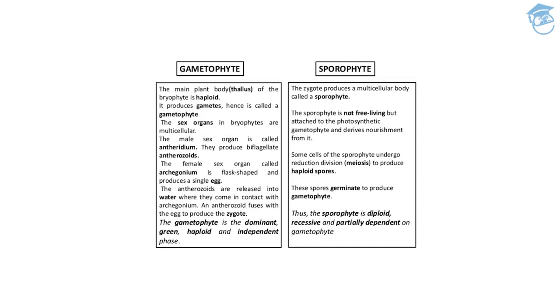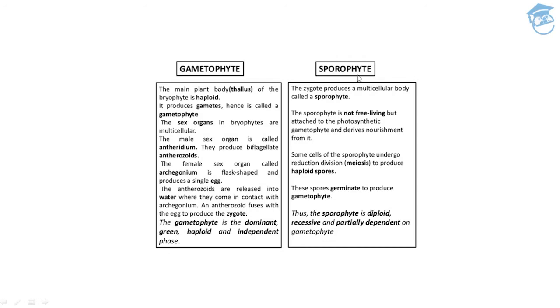The female sex organ is called archegonium, which is flask shaped and produces a single egg. The antherozoids are released into water where they come in contact with the archegonium. That means a sperm gets in contact with the egg in water, and the antherozoid fuses with the egg to produce the zygote, which is diploid. So the gametophyte is the dominant green, haploid and independent phase. I hope gametophyte is now clear to you.